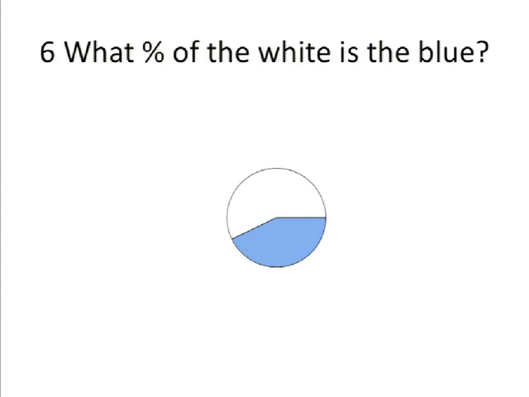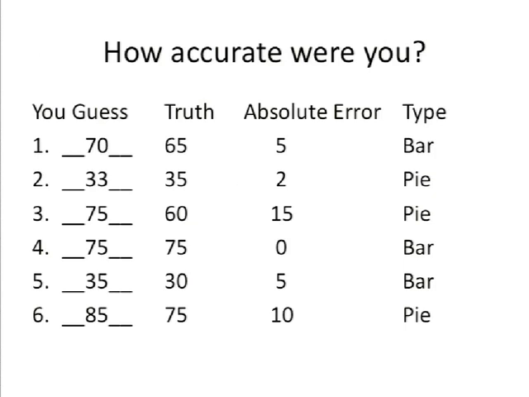All right, so here we go. I want to know how accurate you are, and I want someone else to judge how accurate you were. So you've got your column of guesses. Here are mine. Mine are slightly unfair because I actually knew what percent the blue was of the white. There's the truth. So next to their numbers, write the truth, just like I have done. The first one's 65. The second is 35. The third is 60. Fourth is 75. The fifth is 30. And the last one's 75.